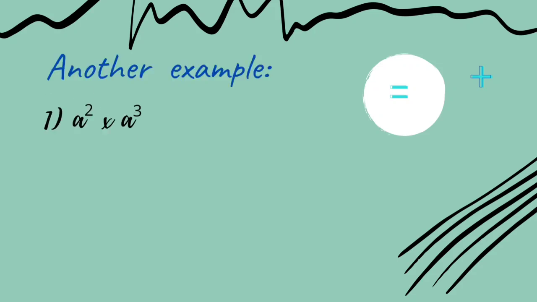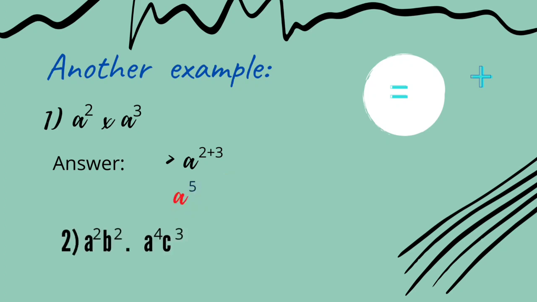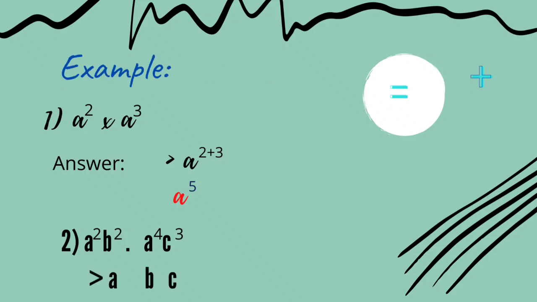Next example is a squared times a cubed. Since they are like terms, just simply add their exponents. 2 plus 3 is equal to 5, so it means a to the 5th power. It's very easy, right? So next is a squared b squared times a to the 4th power c cubed. In this problem, we can only add the exponents of a's and copy b and c. Answer is a to the 6th power, b to the 2nd power, c to the 3rd power.